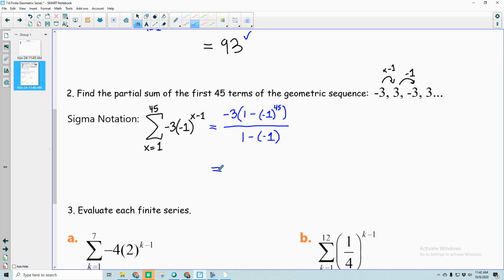Please make sure that you are using all of the parentheses, especially the parentheses around the -1 here when you raise it to the power 45, or else you're going to get a different answer, okay? So make sure you include all of those parentheses.